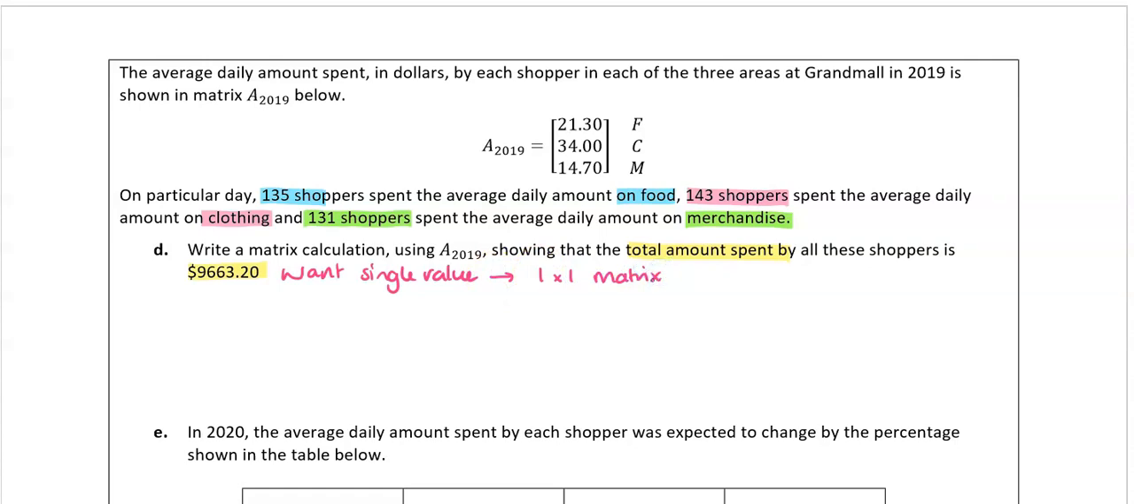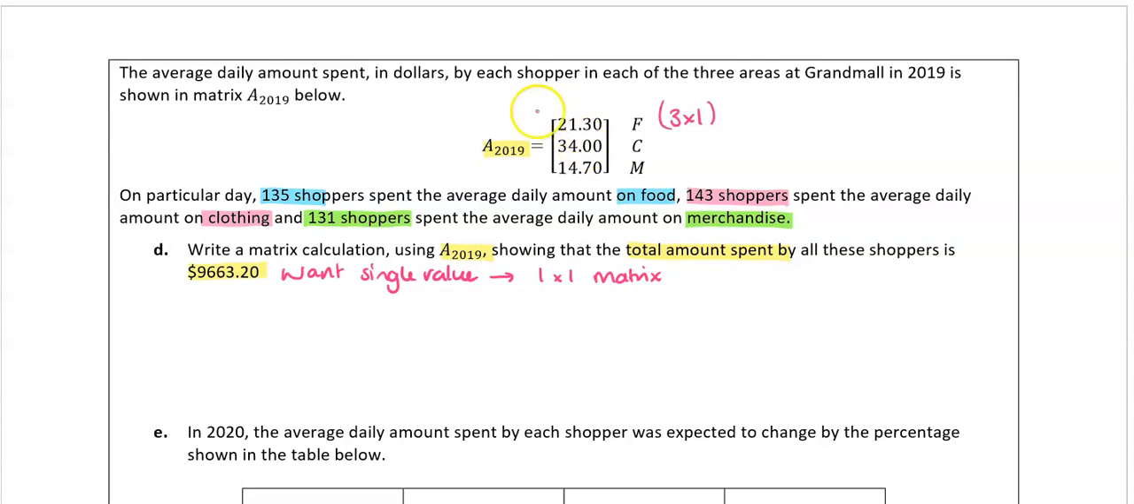At the moment, we need to use the 2019 matrix. So they've told us we have to use A, and A is a 3-by-1 matrix. So if we think about our rules around multiplication, we know that in order to end up with a 1-by-1 matrix, the outside numbers both need to be 1. The inside numbers need to match.